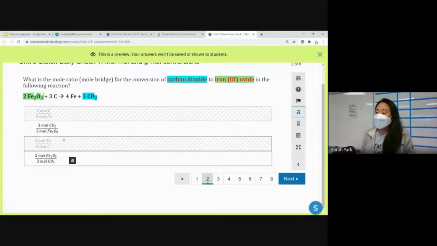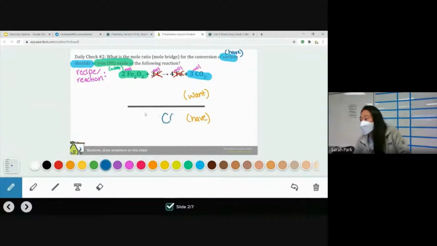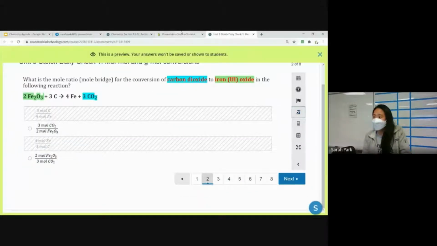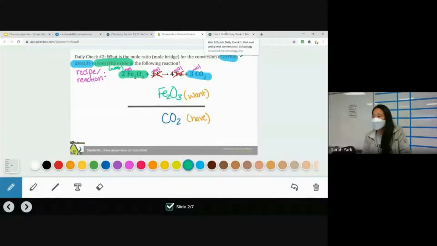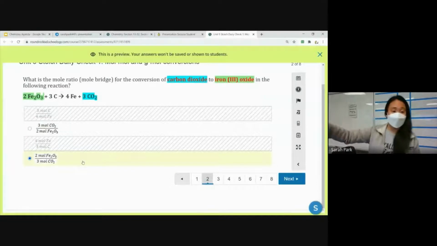Okay, then what are you left with? You're left with 2 choices here. You have to determine what you want and what you have. We already labeled it up here. What we have is carbon dioxide. What we want is iron oxide, right? With this setup, there's only one choice. So what is the answer? What has iron oxide on top and carbon dioxide on bottom? Boop. So you know that this is the answer, okay?